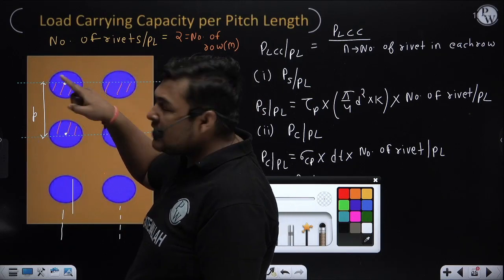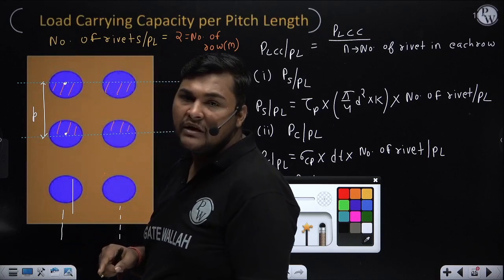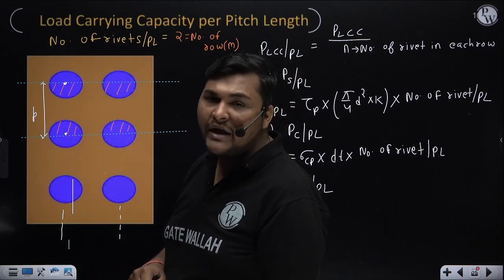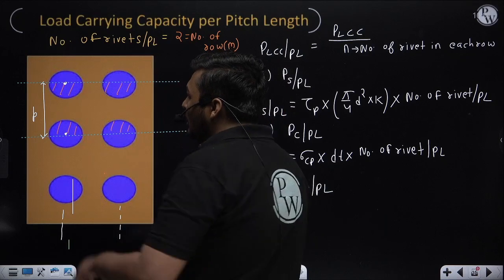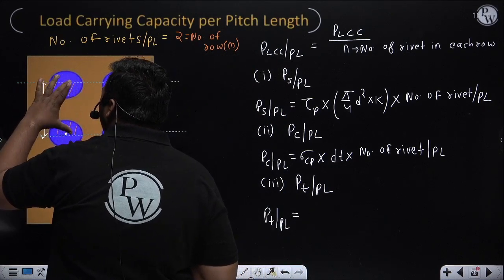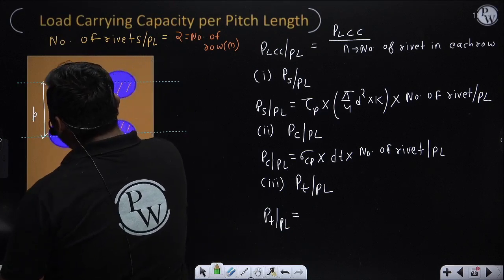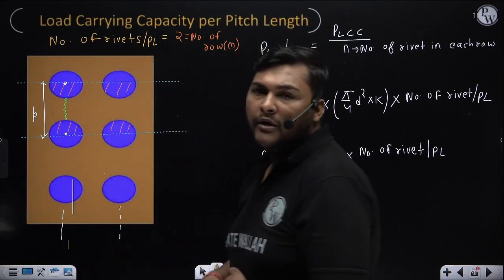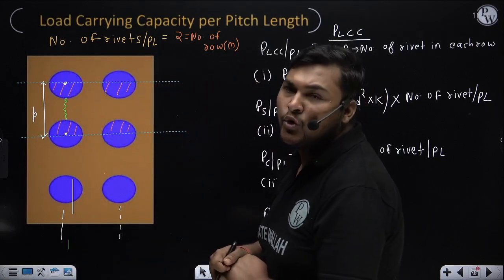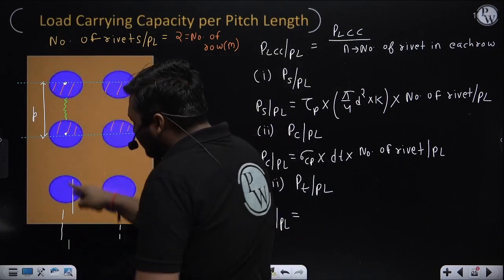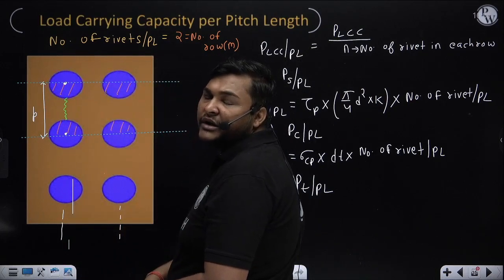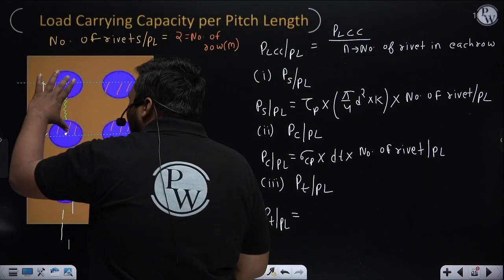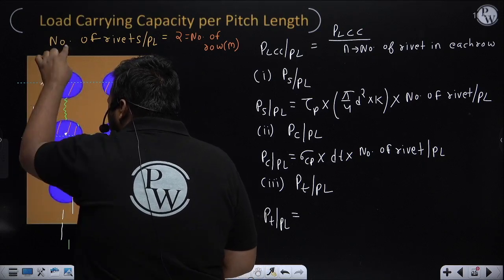Now if you want to avoid tearing failure, we need to avoid tearing of this entire plate from this plane. But right now we are not calculating total tearing load carrying capacity, we are calculating tearing load carrying capacity per pitch length. So see the tearing area which is coming in per pitch length distance in this row. To calculate total tearing load carrying capacity, we need to consider the tearing area of this entire plane in this row. But we are calculating its value per pitch length. Per pitch length means we need to see in this plane the tearing area per pitch length.